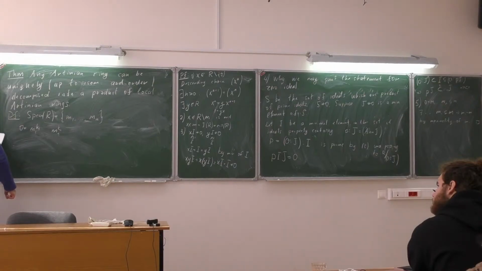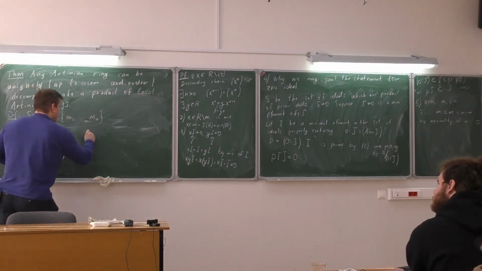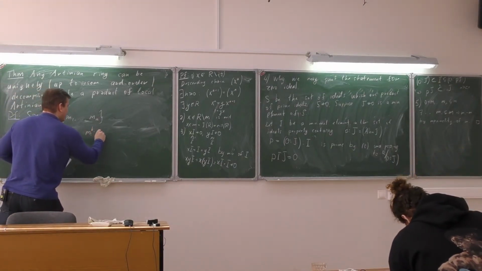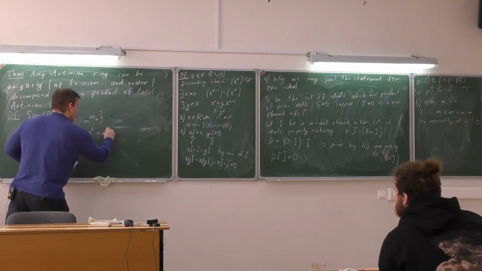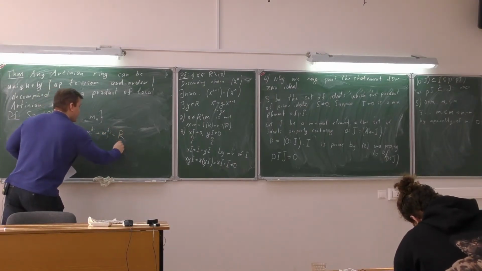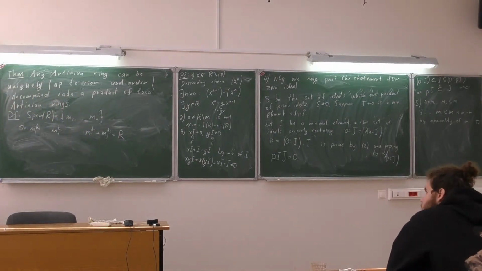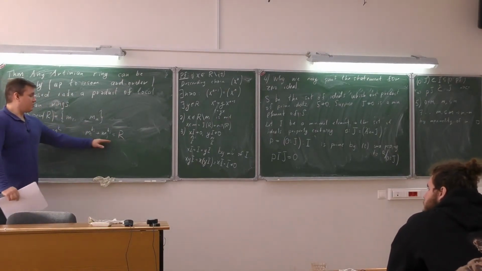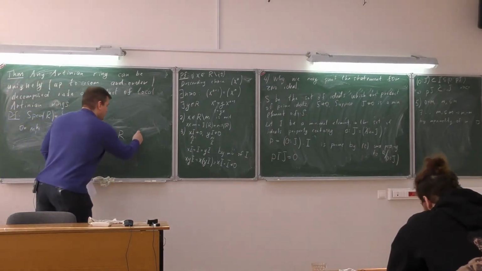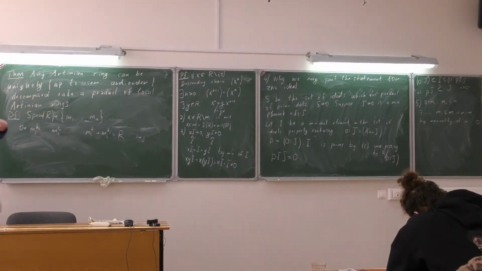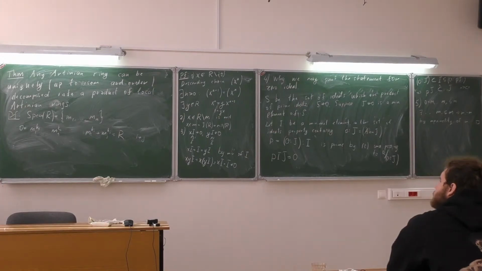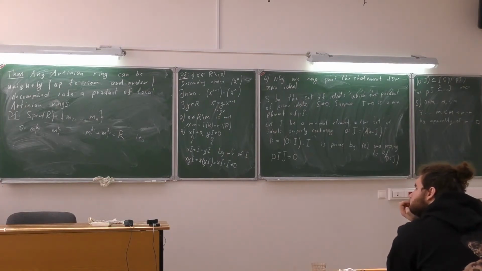Okay, I want to say that if I take Mi to the power Ki plus Mj to the power Kj, then these two ideals are co-maximal or co-prime, which are the same thing, and I can say that this is just equal to the ring. Of course, I need to assume that i is not equal to j. So can you tell me why this is true? Mi is maximal, Mj is maximal, and what?